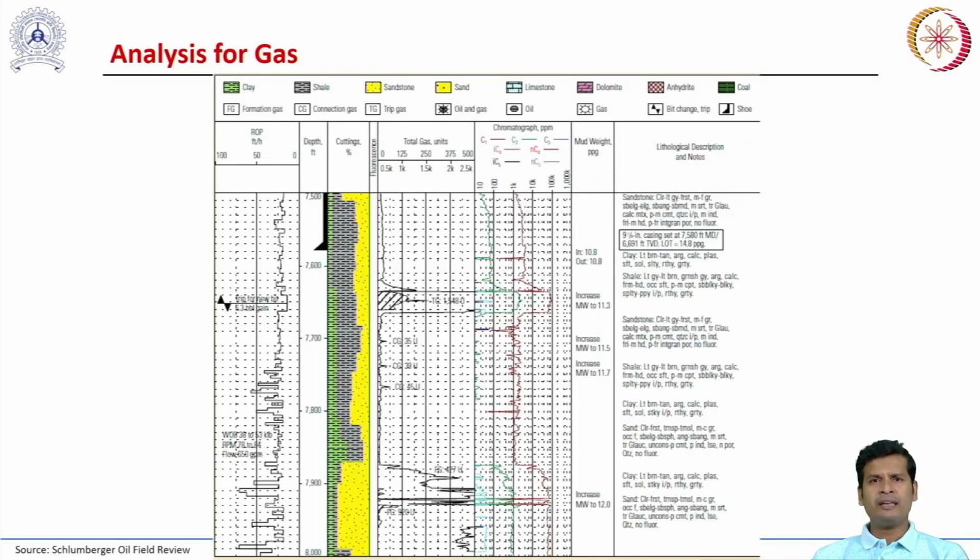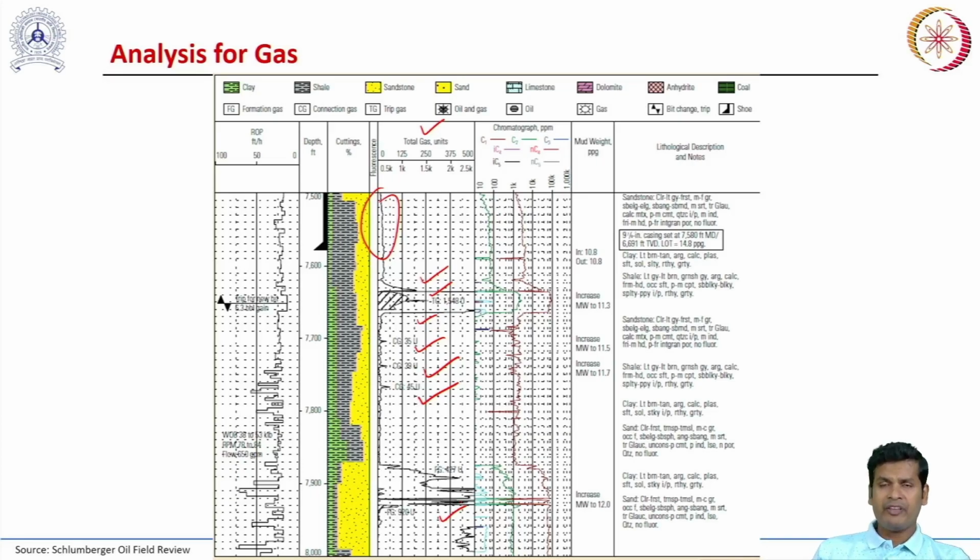Before we move further, I just want to show you a mud log example, how this data is represented in the mud log. For example, you can see here we have a total gas unit where the total gas analysis has been presented. You can see these are the background concentrations, and wherever you have a peak, that means additional hydrocarbon gas has been detected at the surface in the gas analysis, represented in terms of total methane equivalent. So you can see here it is increasing, total gas units are increasing. Here also it is increasing, and here also.